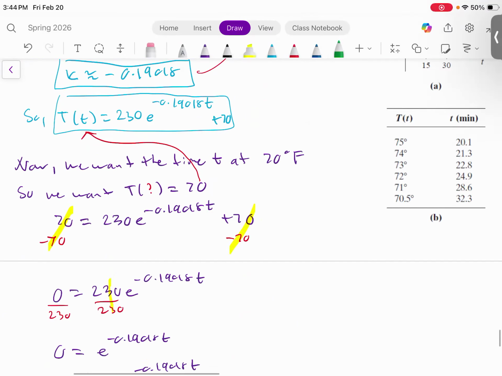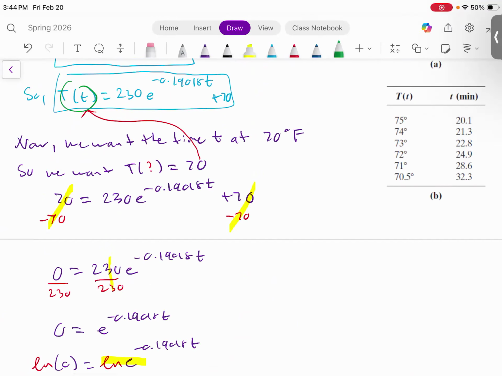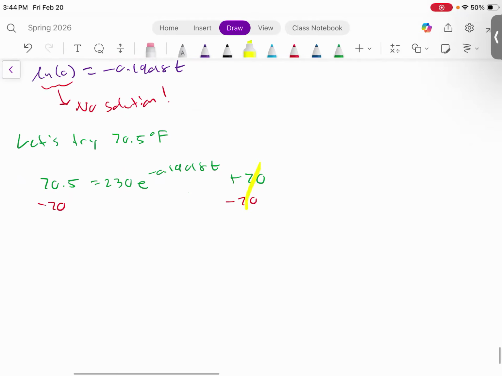We'll plug it in here, or here, if that helps. Doing the same process. So 230 e to the negative 0.19018 t plus 70. Okay, so let's try the same way. Minus 70, minus 70. This is 0.5 now. So good news, we're not getting a 0. 230 e to the negative 0.19018 t.